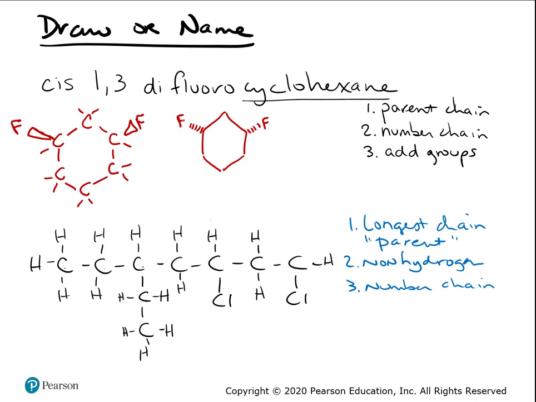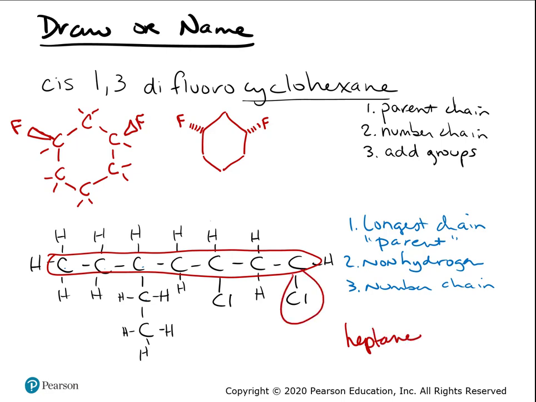What about the bottom one? So what's the longest carbon chain? Yep, that's what I see too. Right, 1, 2, 3, 4, 5, 6, 7. So that makes this a heptane. Okay, this is a chloro. This is a chloro. And one is a methyl, 2 is an ethyl.